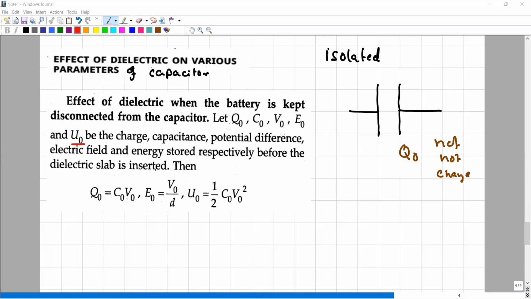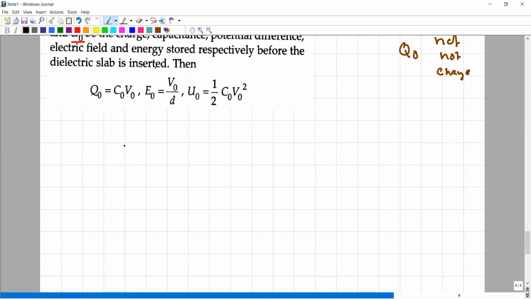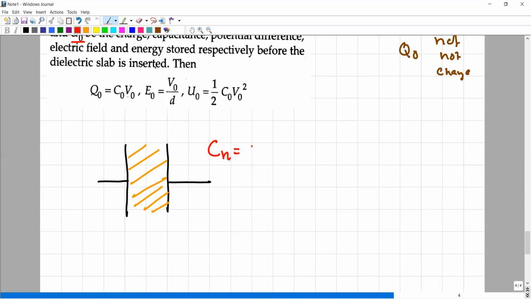Now let us find what happens to the parameters when a dielectric is inserted. You already know that when you insert a dielectric in a capacitor, the new capacitance will become K times the original capacitance. This you already know. If I insert a dielectric of dielectric constant K, the capacitance value will increase.